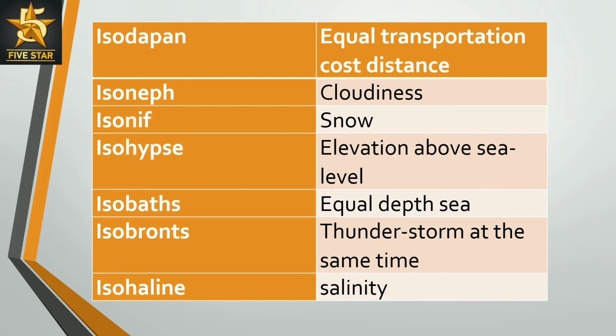Isobath, equal depth of sea. Isobront, thunderstorm at the same time. Isohaline, salinity.